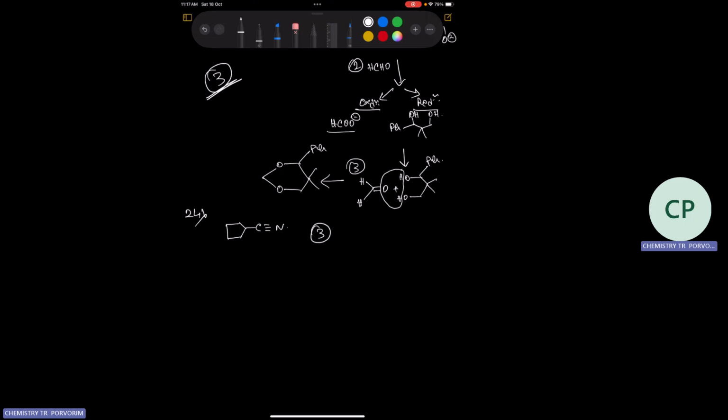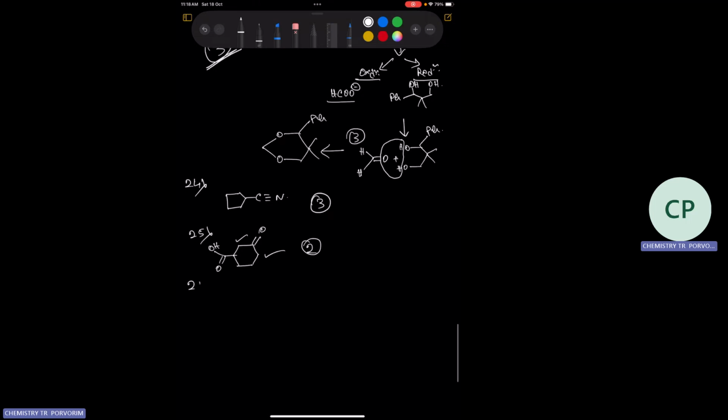Okay, next question number 25. How many carbon dioxide molecules can be released after heating? After heating, we will get this product. So how many carbon dioxide will be released? 2 carbon dioxide. Here is one carbon dioxide, here is another one. So the answer should be 2.